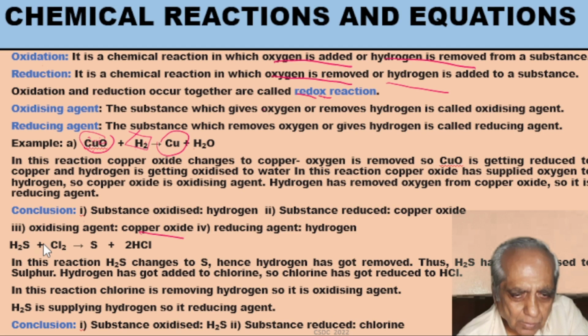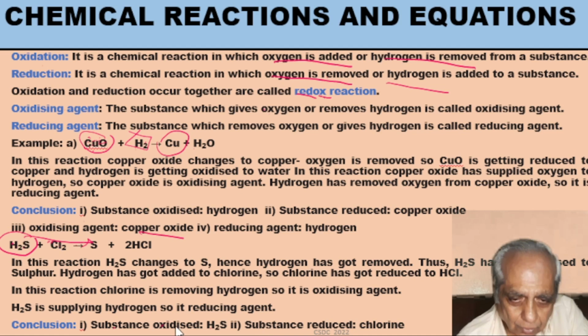H2S plus chlorine is forming this. Now what will happen to H2S? Here this is H2S, and here what we have is sulfur. So hydrogen has got removed, and removal of hydrogen is oxidation. So H2S has got oxidized to sulfur. The substance which oxidizes H2S is chlorine. And what has happened to chlorine? Hydrogen has got added to it. Addition of hydrogen is reduction. So chlorine has got reduced to HCl. The substance reduced is chlorine.